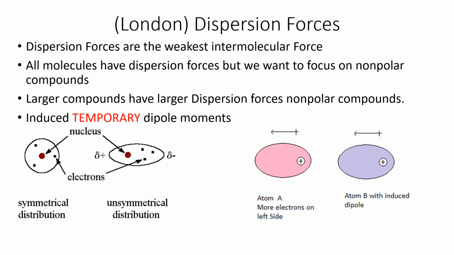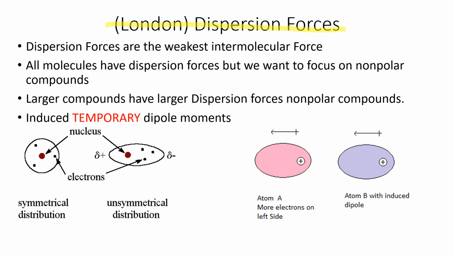The last type of intermolecular force that we want to talk about are dispersion forces. And these go by a lot of different names. Sometimes they're called dispersion forces. Sometimes they're called London forces. Sometimes they're called London dispersion forces. Sometimes they're even called van der Waals forces. Same van der Waals from the gas chapter, the van der Waals equation. So it goes by all these names.